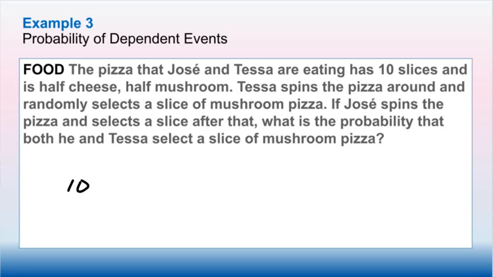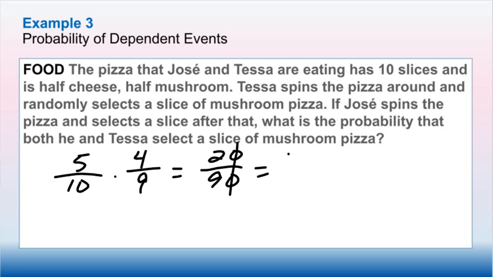So if there are 10 slices and they're half and half, Tessa spins and chooses a mushroom. So she had 5 out of 10 chances of getting a mushroom. Now there are only 9 pieces left over. And if Jose spins it, what's the probability that he picks a mushroom as well? Now there are only 4 mushrooms left. So that would give us 20 out of 90. Reduce that, and that would give us 2 out of 9 chances. Or you could put it as a percent. This would be 22%. Either one would work.